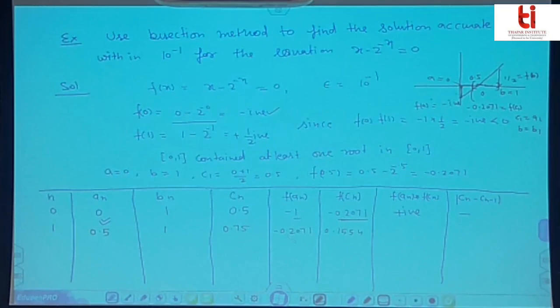Function value at A is negative, function value at C is positive, so the multiplication is negative. And C1 minus C0, 0.75 minus 0.5, is coming out to be 0.25. This value is negative, but we are taking the mod, so that's why this value is greater than 10 raised to power minus 1. So we'll continue this process, second iteration.